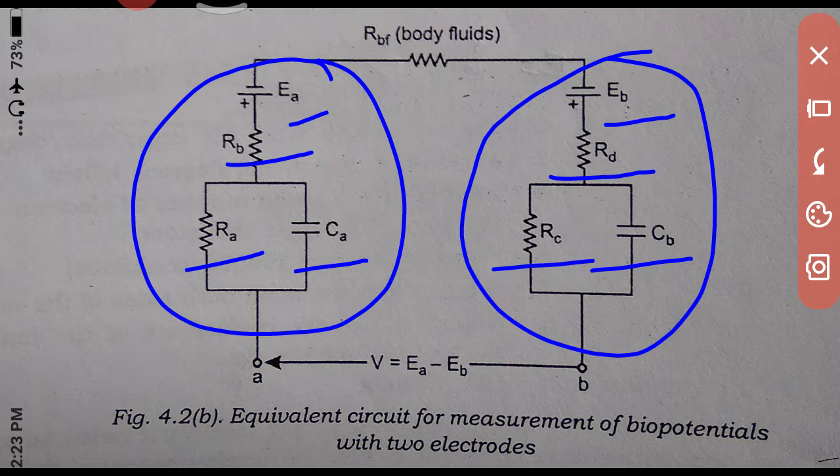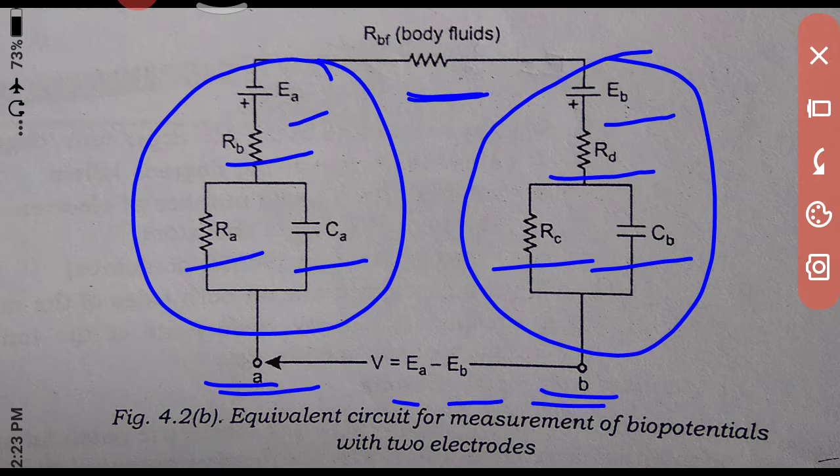Now these two electrodes are interfaced by the resistance called RBF, that is your body fluids. The voltage drop measured using the first electrode and second electrode is V equals EA minus EB. Now this entire thing is the double layer equivalent circuit diagram.